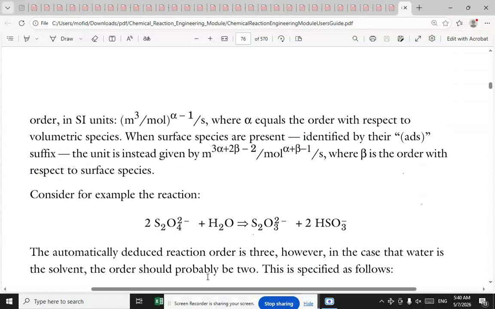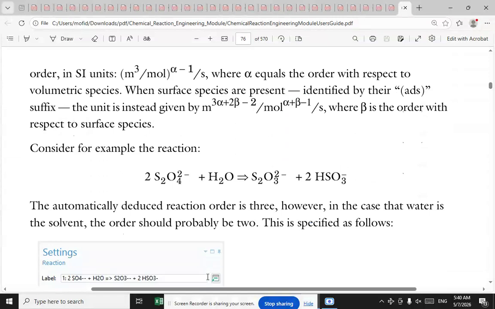When surface species are present, identified by their ads suffix, the unit is instead given by m^(3alpha+2beta-2)/mol^(alpha+beta-1)/s, where beta is the order with respect to the surface species considered.